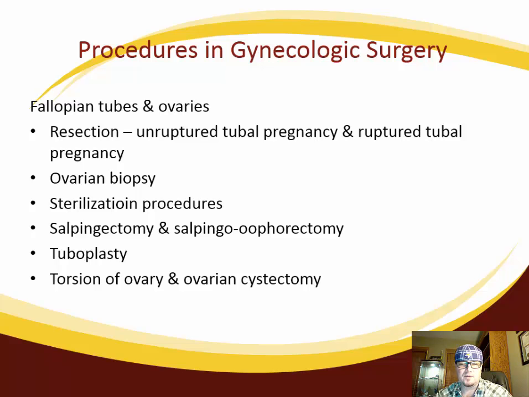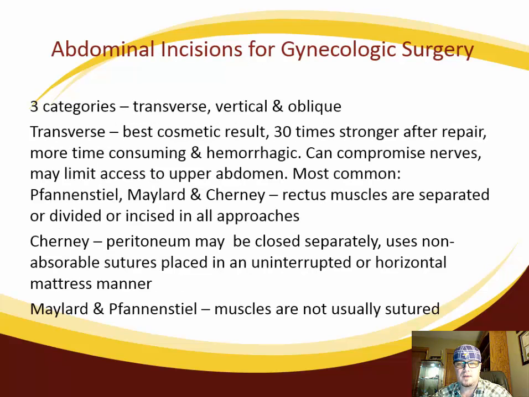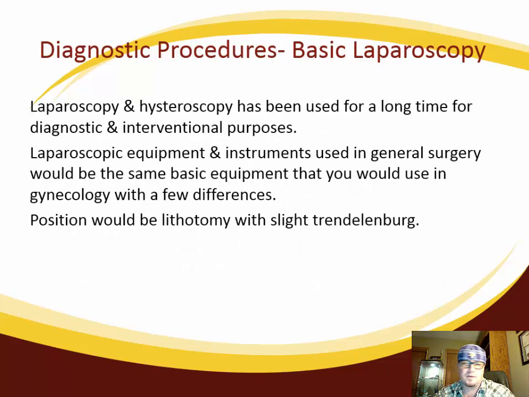Tuboplasty, we're repairing those tubes due to adhesions or some type of occlusion in the tube. And we talked about a hysterosalpingogram for looking at those tubes to see where that occlusion is so they know how to fix that. The abdominal incisions we went over in class, they are done transverse, not only for cosmetic reasons, but they are much stronger in repair. You can compromise nerves, but they are much, much stronger for a repair and look a lot better. You can still wear a bikini.